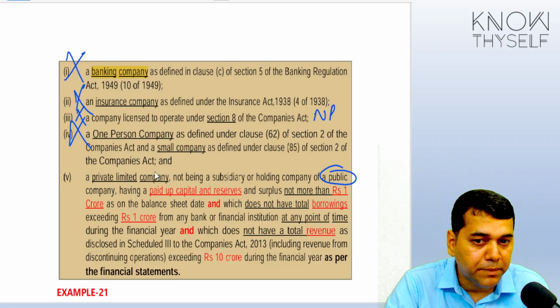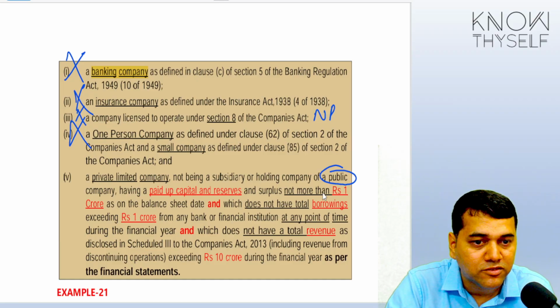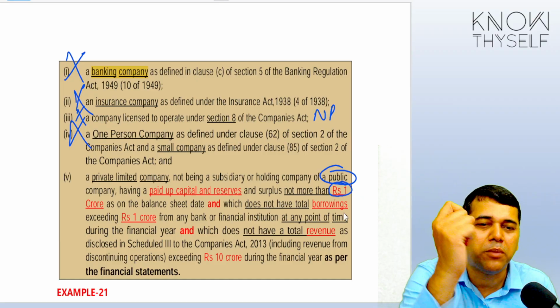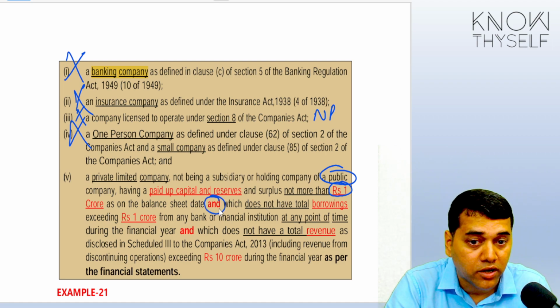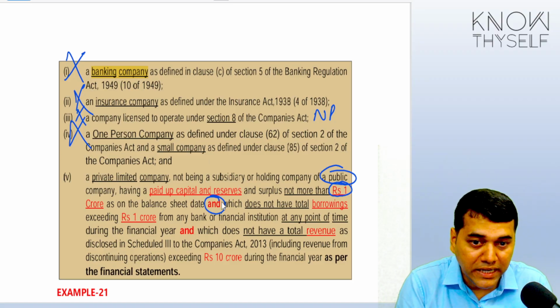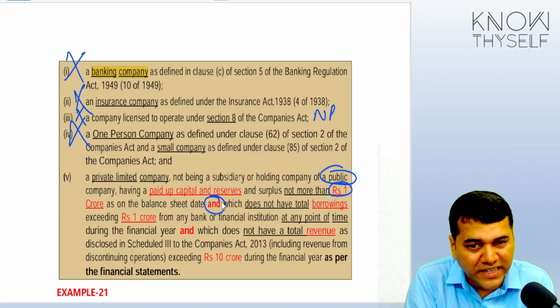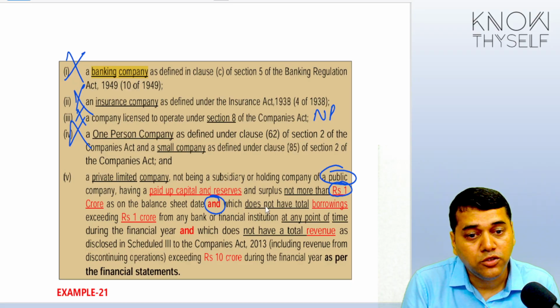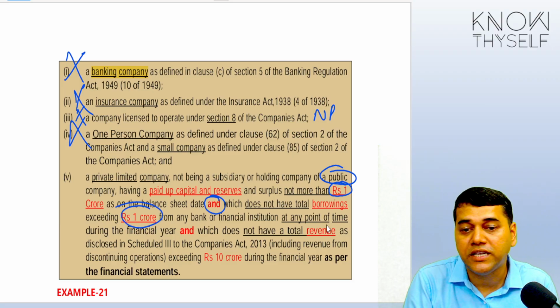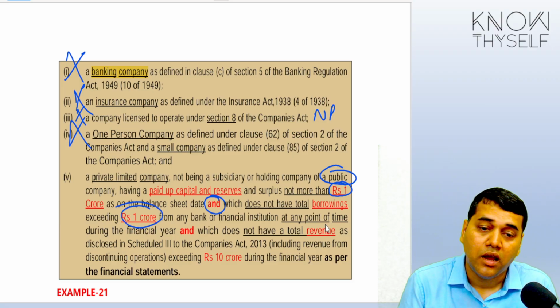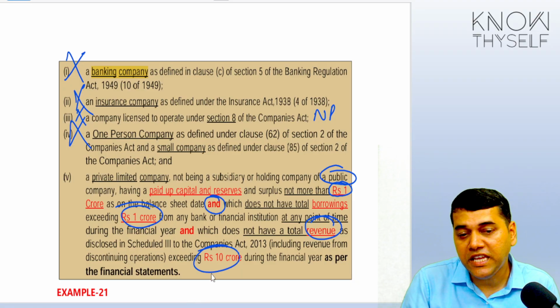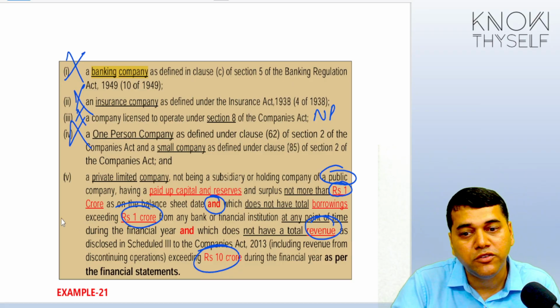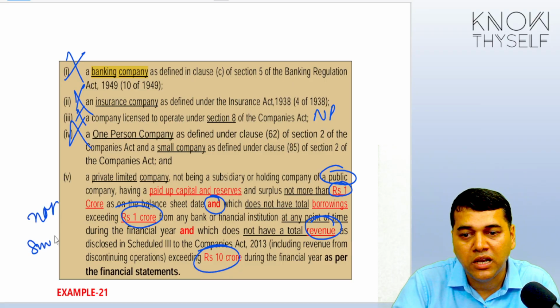But if you are a simple private company whose paid up capital is not more than 1 crore, that means a small private company. Please note down it is and, not or. That means I have to bring down now. I have to make use very small. Not only this, your revenue and the borrowing also should be less than 1 crore at any point in the last year. And your revenue should be less than 10 crore. If any one of these conditions crosses, that means you are not a small private company.